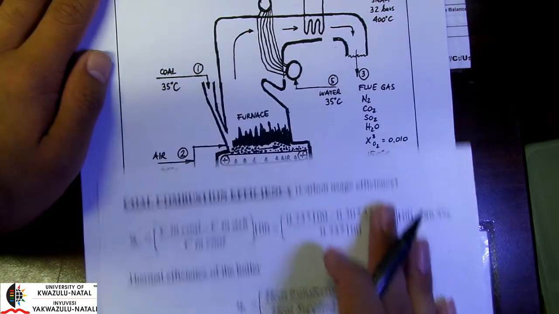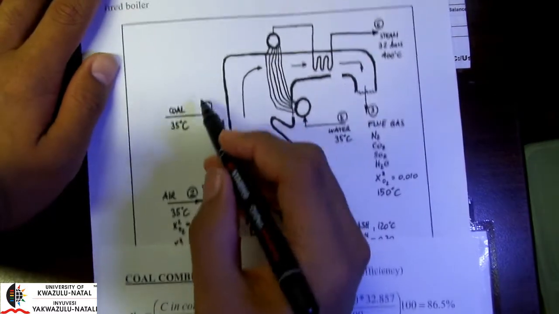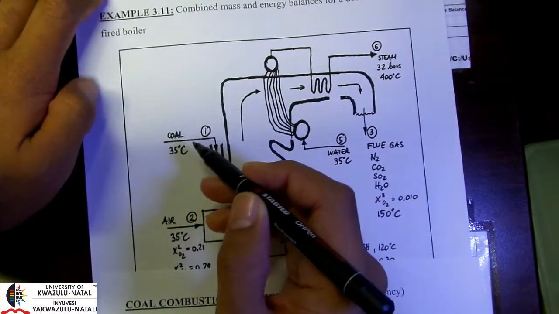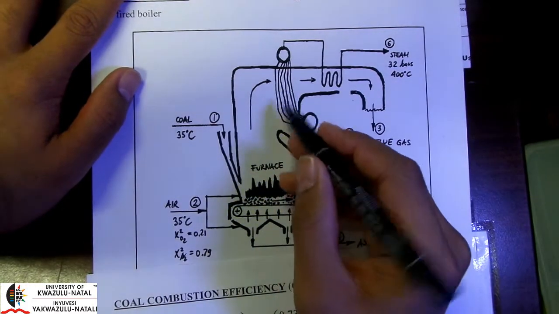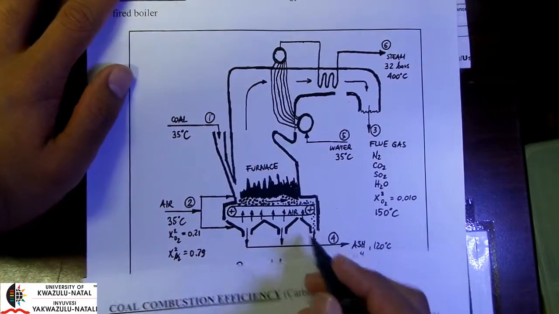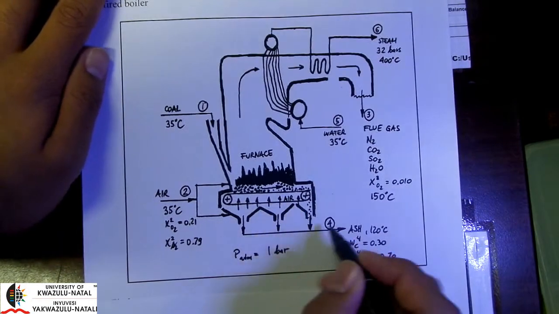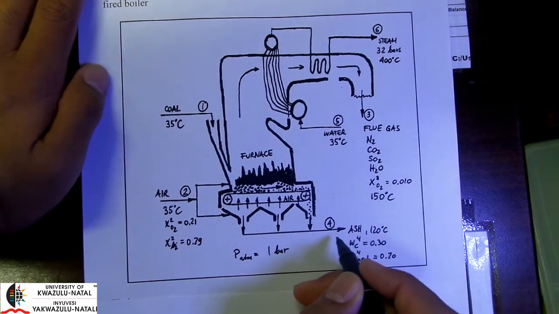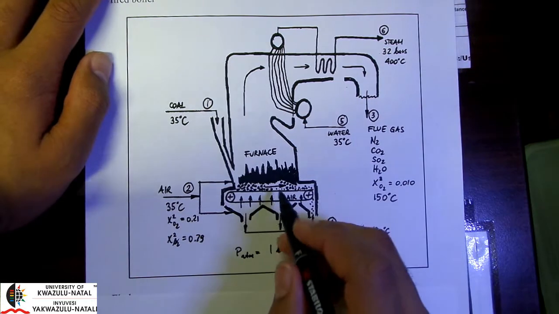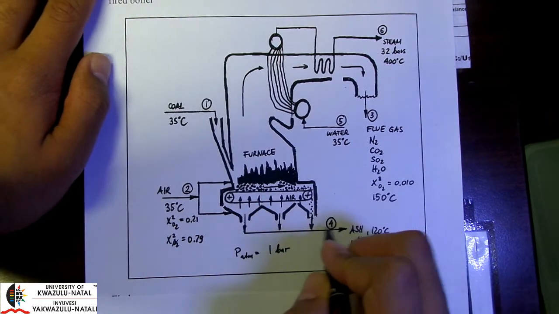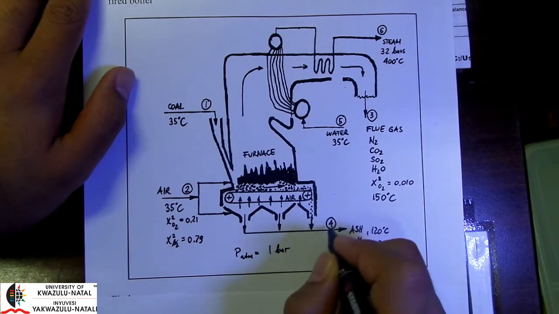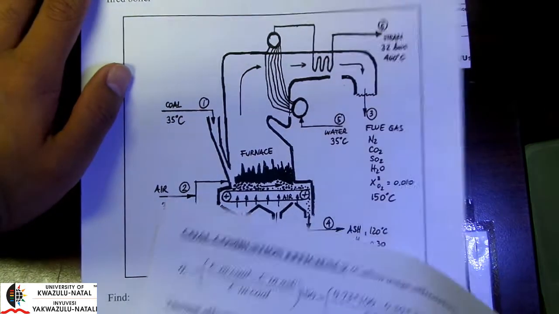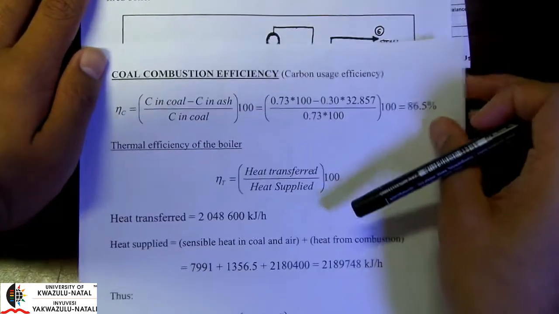Okay, so ideally all of the carbon in the coal should be burned to generate CO2. We ideally shouldn't have any carbon coming out with the ash. But in reality we will have carbon coming out with the ash, and we will have large amounts of soot forming here in stream 4. So we can quantify this.